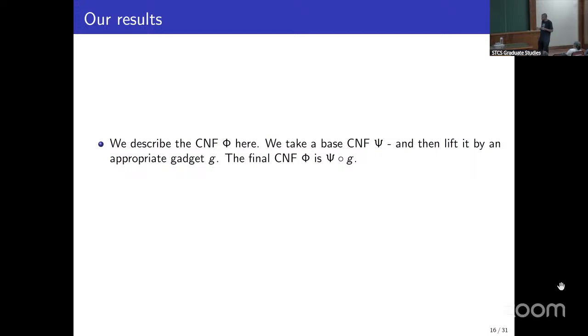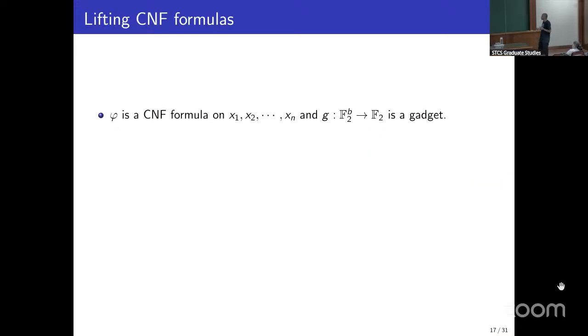So I will describe the CNF in the next few slides, and if time permits, I will provide a proof sketch. So we'll construct the CNF in the following manner. First, we'll take a base CNF psi, and then we'll lift it by an appropriate gadget G. And the final CNF will be psi lifted with G. So before describing what psi is, I will describe how you lift a CNF. We define lifted CNFs in the next slide.